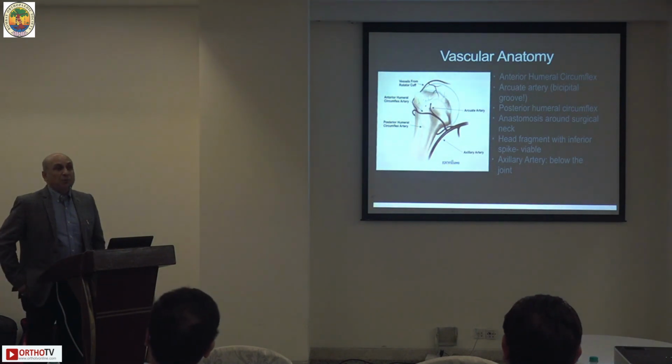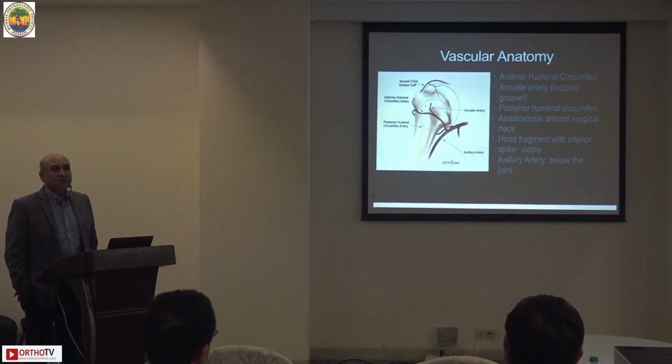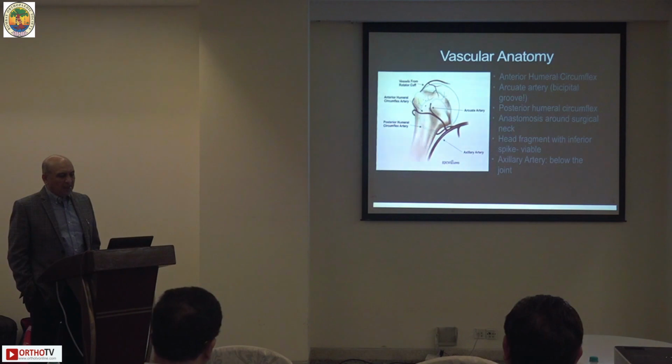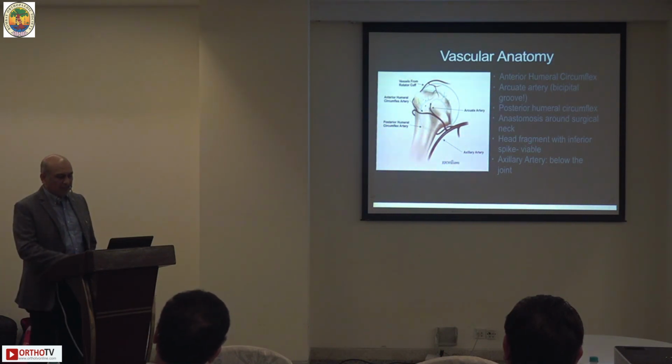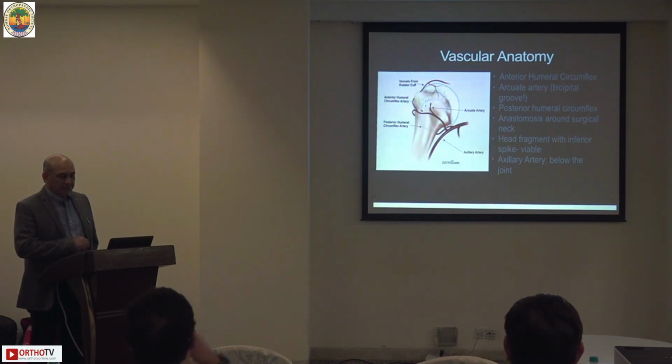Vascular anatomy is very important to know in proximal humeral fractures, especially the complex ones, because in multifragmentary fractures, you have got a problem with avascular necrosis of the humeral head. So there is an anterior humeral circumflex artery. There is an arcuate artery which goes through the bicipital groove. There is a posterior circumflex humeral artery, and those form an anastomosis around the surgical neck. So if there is an inferior spike attached to the head fragment, probably the head is viable and you might get away with the fixation.